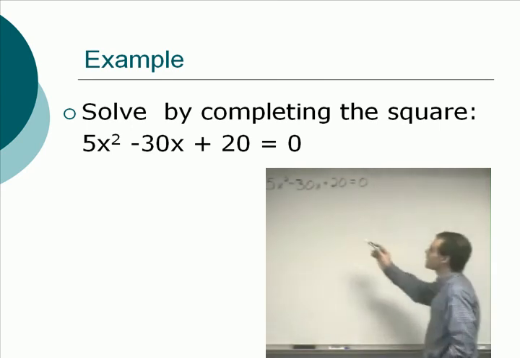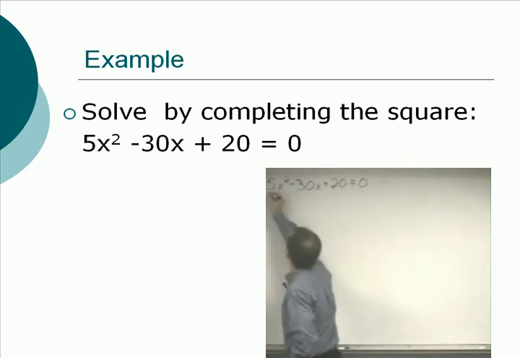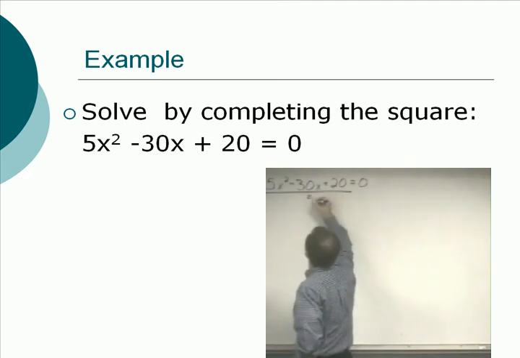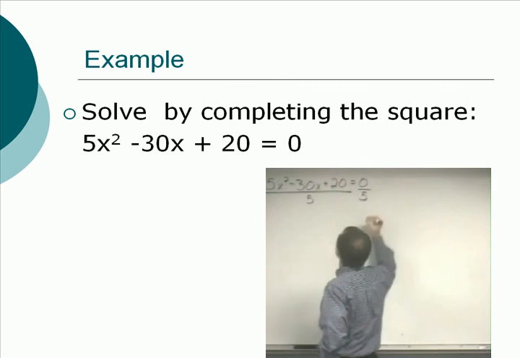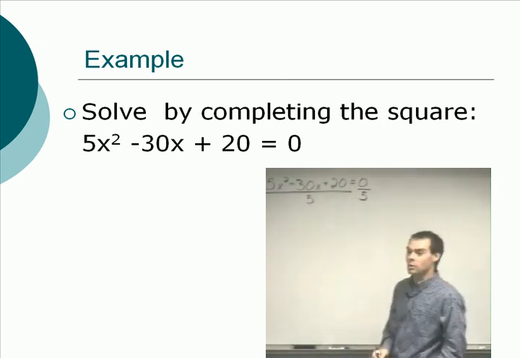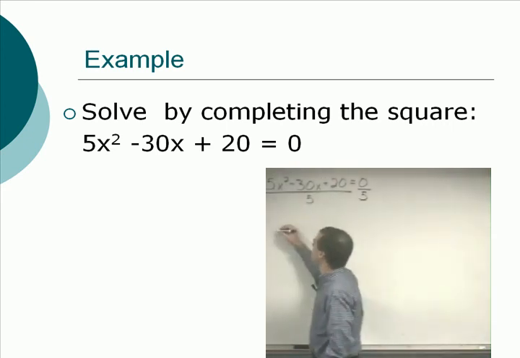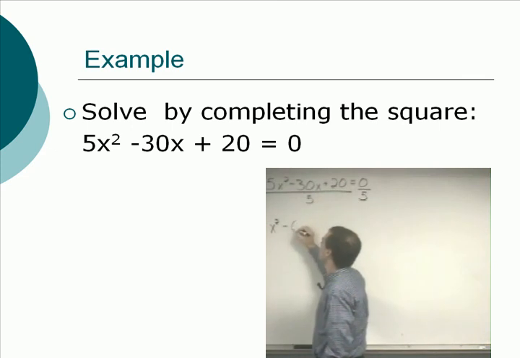We want to get this A term equal to 1. We'll just take and divide both sides by 5. That takes care of that problem. So what is our new quadratic? This first term becomes x squared. Next term becomes minus 6x.